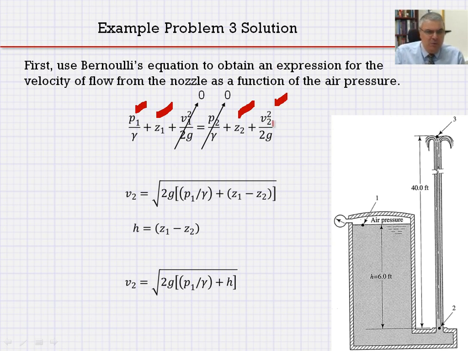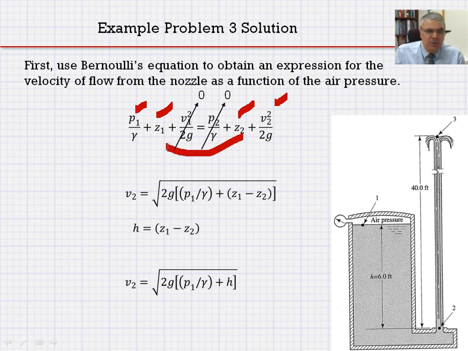From here, we would calculate V sub 2. This is simple algebra, really. We take the square root of 2G multiplied by P sub 1 by gamma plus Z1 minus Z2.